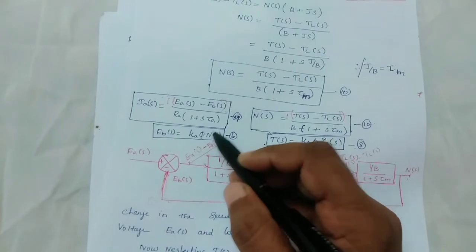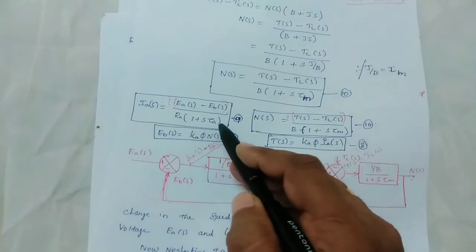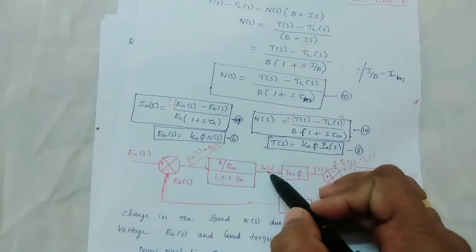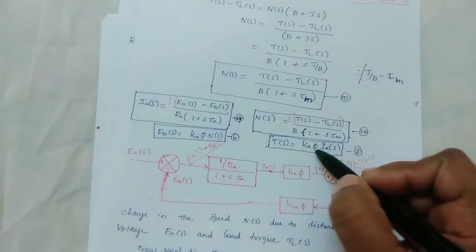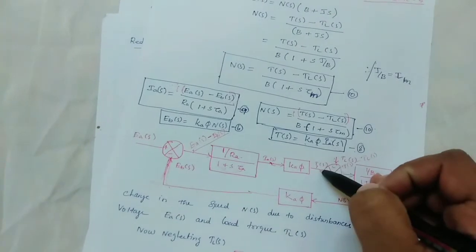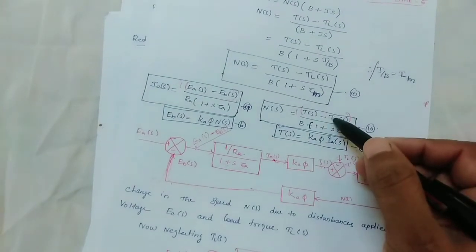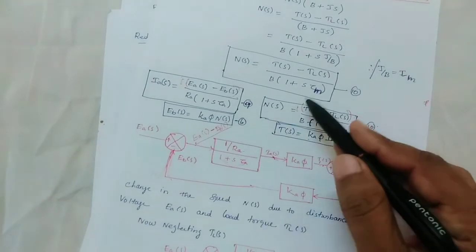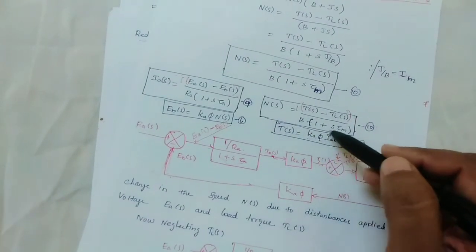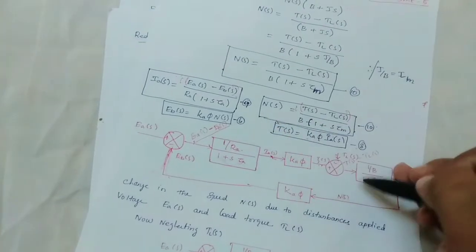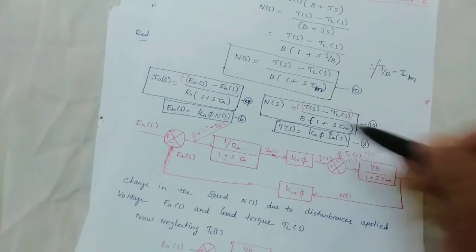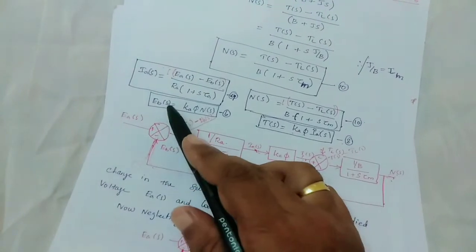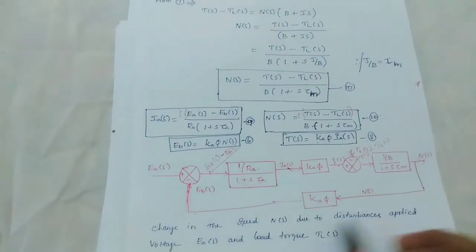We draw one single line, that is the compared value of EA of S and EB of S, which will be multiplied with 1 divided by RA S into tau A. There is a term of IA of S, and this IA of S is multiplied with K a phi, giving a term T of S. This T of S is compared with TL of S with a minus sign. This compared value will be multiplied with 1 divided by P into 1 plus S tau m, that is the production of N of S. Then N of S is multiplied with K a phi, producing EB. That is a continuous circulation.